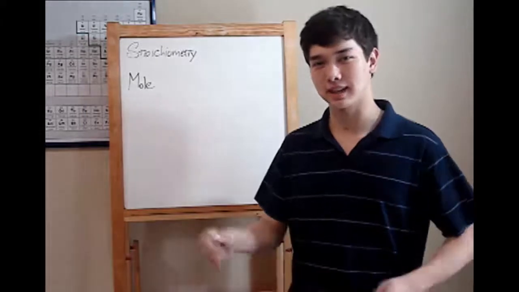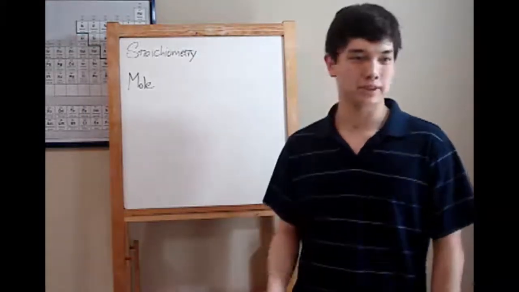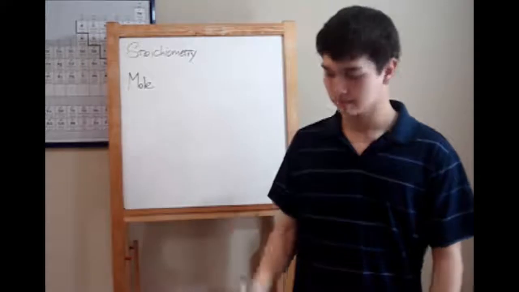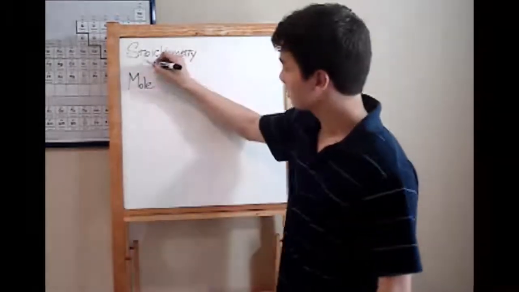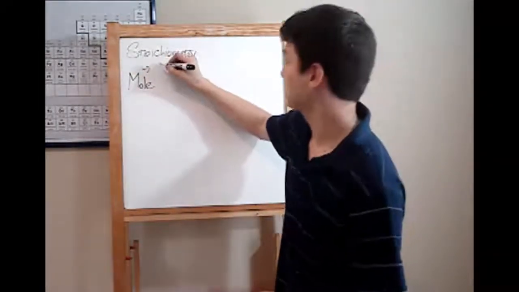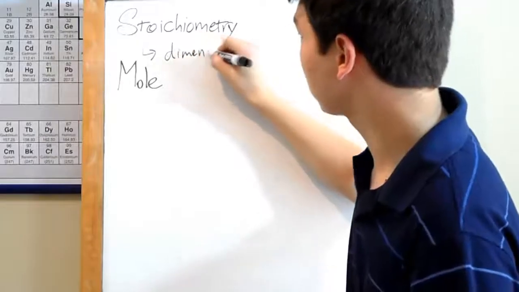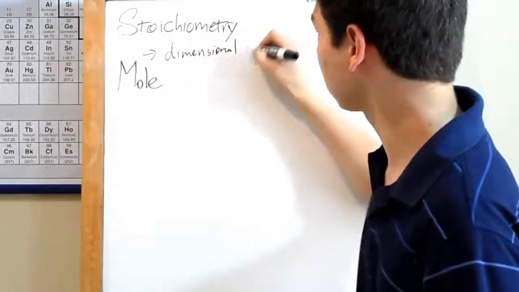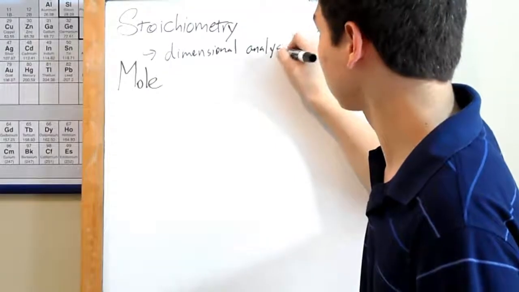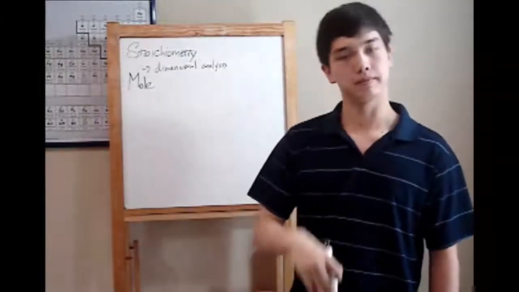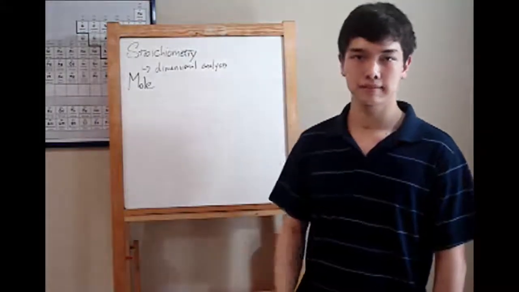Today's topic is stoichiometry. Stoichiometry is one of the core concepts of chemistry. It's also extremely easy. What it is, basically, is dimensional analysis. We covered dimensional analysis in another lesson, so if you need to refresh, right over there. So, let's go on and do some of this stuff.